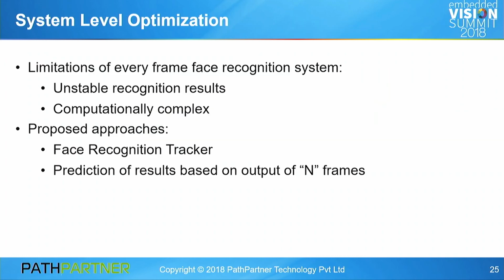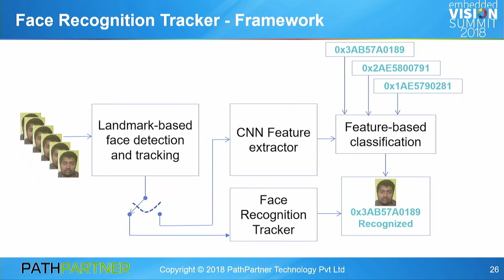So here comes our next contribution, that is face recognition tracker. Let's go into the block diagram. So typically, what we have is we have a face detector plus landmark detector. We have a CNN feature extractor followed by a classifier.